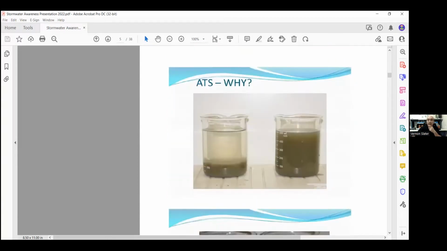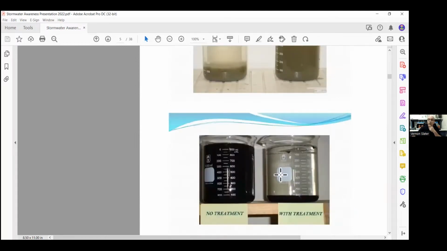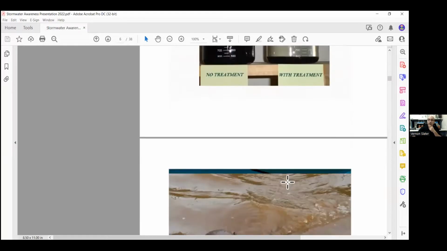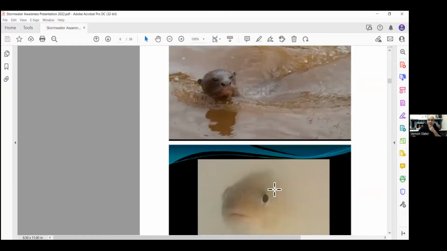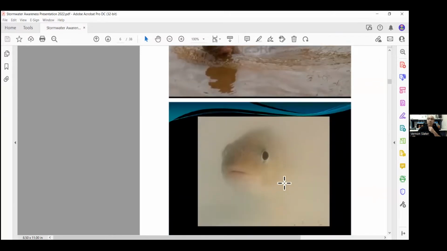This shows why. You look at this turbid water and this clean water, this took 5 minutes. Here's another one, no treatment with treatment. And then you got guys like this that are not very happy from the turbid water they're in, and fish like this that may not survive very long in these kind of conditions.